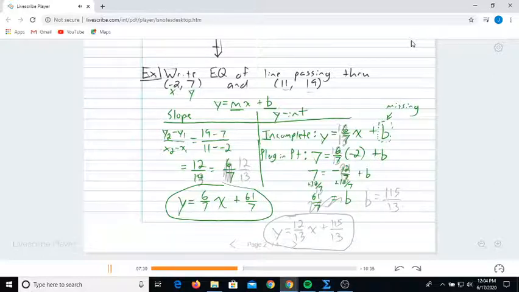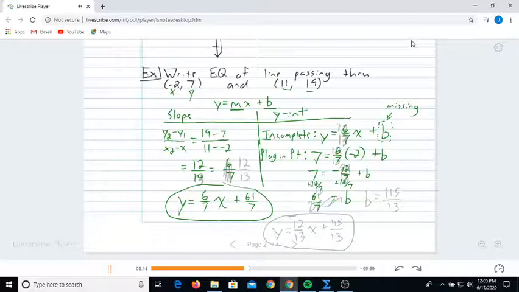And the way we can check our answer is we can take the 11 and 19 and plug it in, see if we get a true statement. If I plug in 11 for x, that's 66/7 plus 61/7, and let's see if we get 19. Hold up. Let me double check on my calculator. I think I mistyped. Stand by. So 6/7 times 11 plus 61/7.